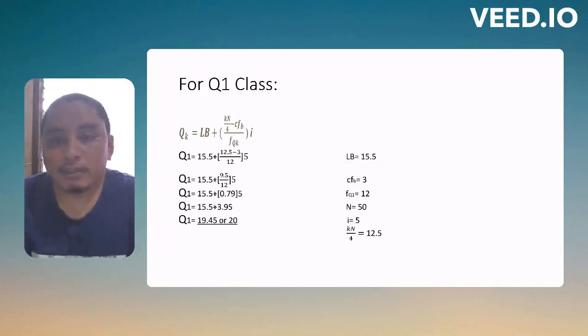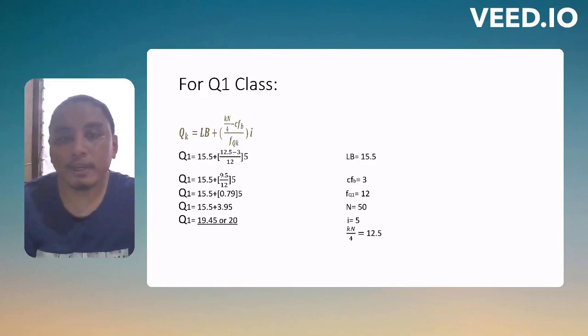Qk is equal to Lb plus Kn over 4 minus CFV over FQk multiplied by I. So 15.5 is the lower boundary plus 12.5, which is the Kn over 4 value, minus 3, which is the CFV or the cumulative frequency before, divided by 12 multiplied by 5. 5 is the class interval.